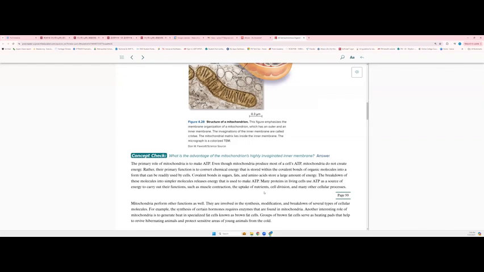Why do living organisms need the ATP? Because they need to use the ATP as a source of energy to carry out different functions such as muscle contraction, the uptake of nutrients, cell division, and other necessary cellular processes, which are very important for the survival of the living organism.